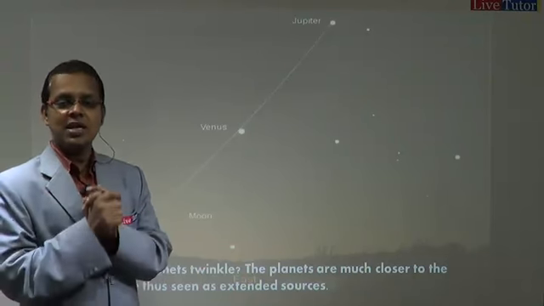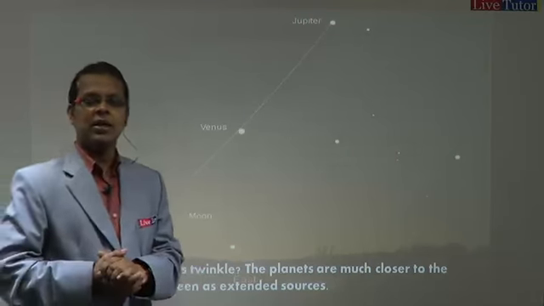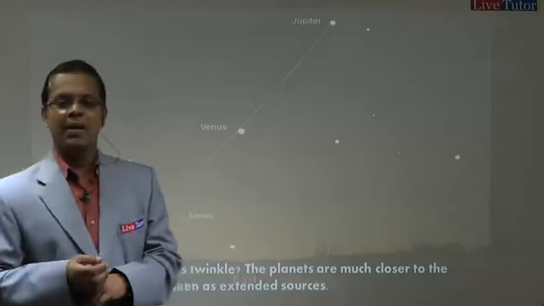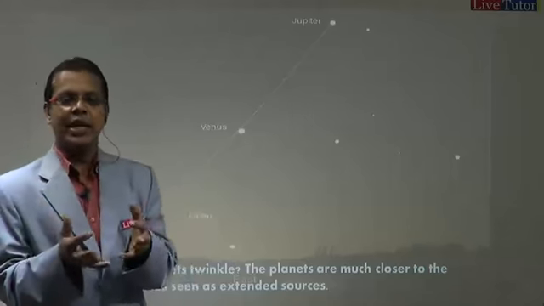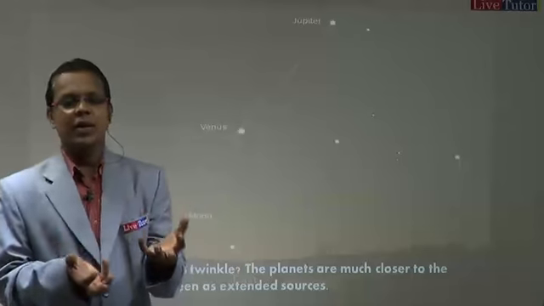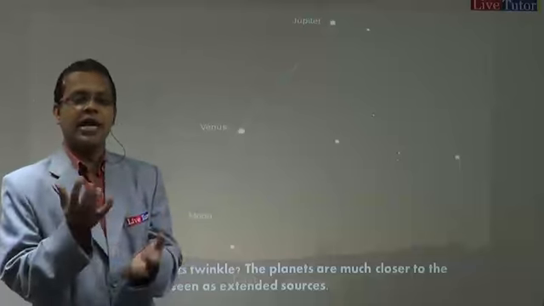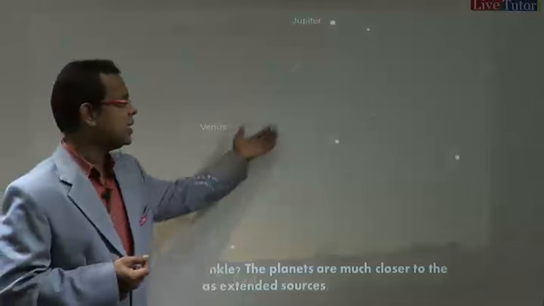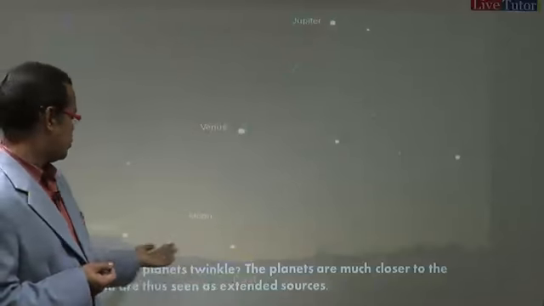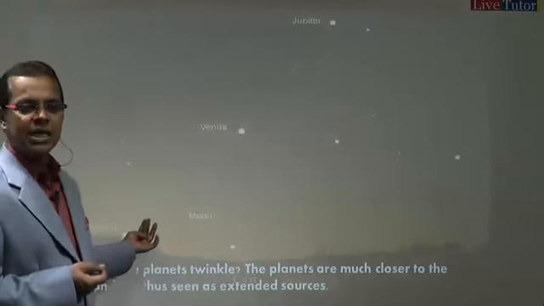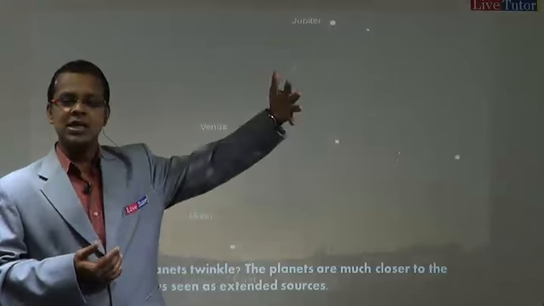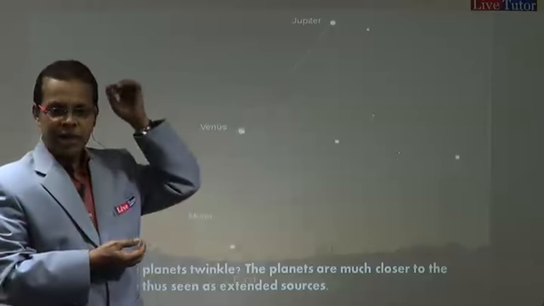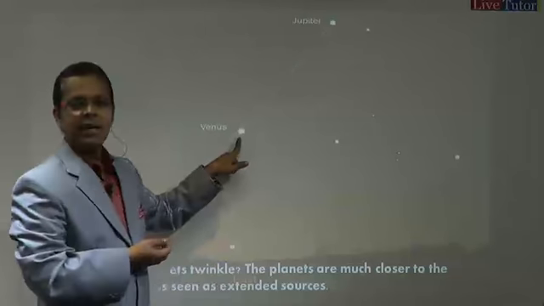Though they are not extended sources, they are not sources of light at all. They don't have light of their own because they are reflecting the light from the sun. But stars have their own light. It is a burning ball in which fusion and fission reactions are taking place. Here, though Venus or Jupiter or Mercury are bright, they may be very bright because they are away from us, and they are receiving the sunlight, so they are reflecting the sunlight.